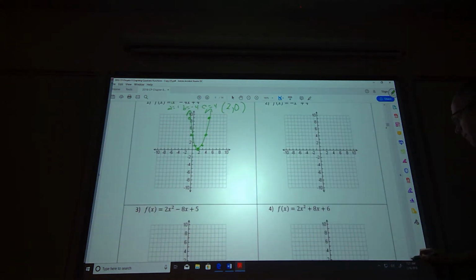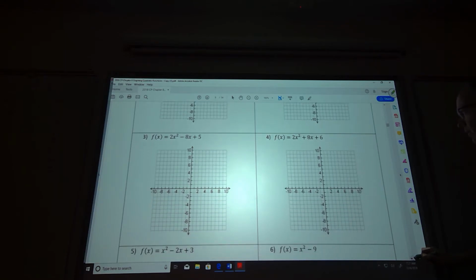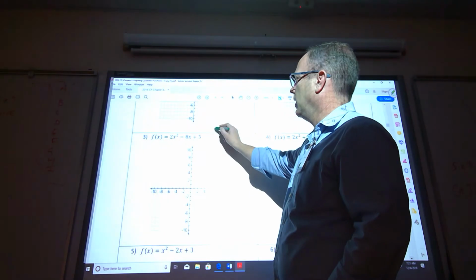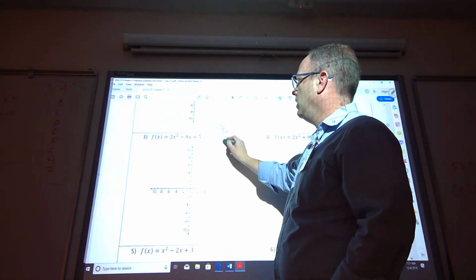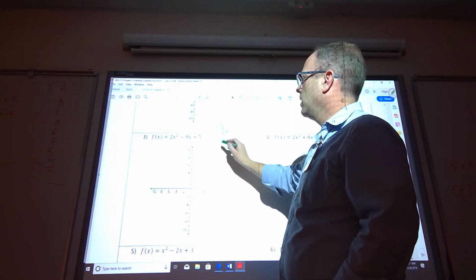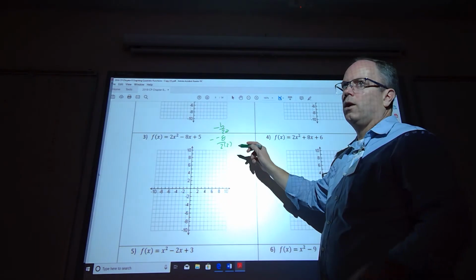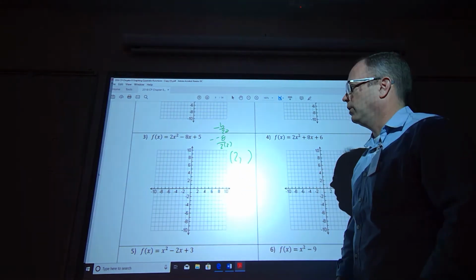Problem number 3, we need to go ahead and find the vertex with it. So it looks like our a value is 2, our b value is negative 8, my c value is 5. So again, remember I'm using negative b over 2a. So I'm going to get negative 8 over 2 times 2. Negative 8 is positive 8. 8 over 4 is going to be 2. So the x component of my vertex is 2.